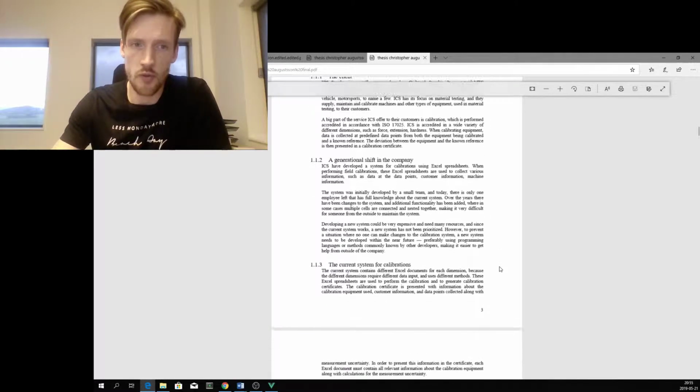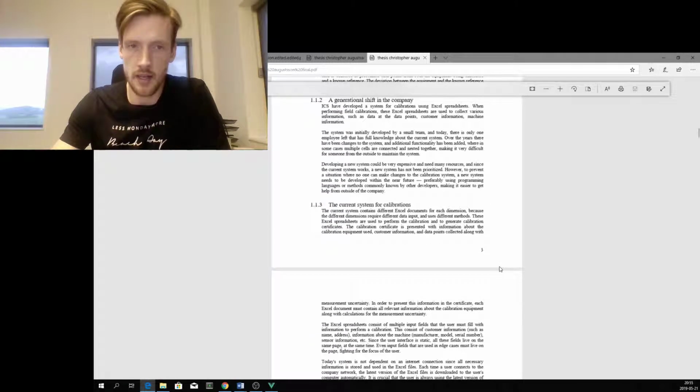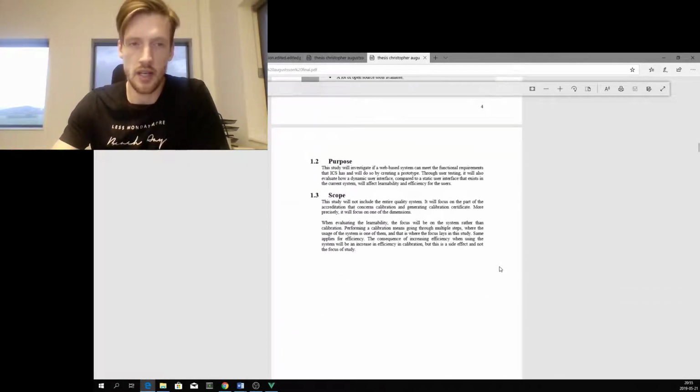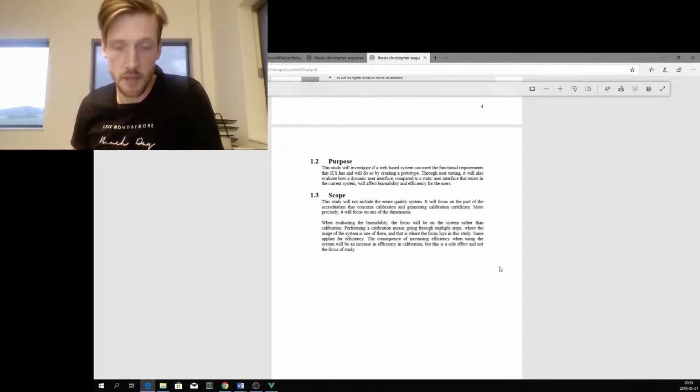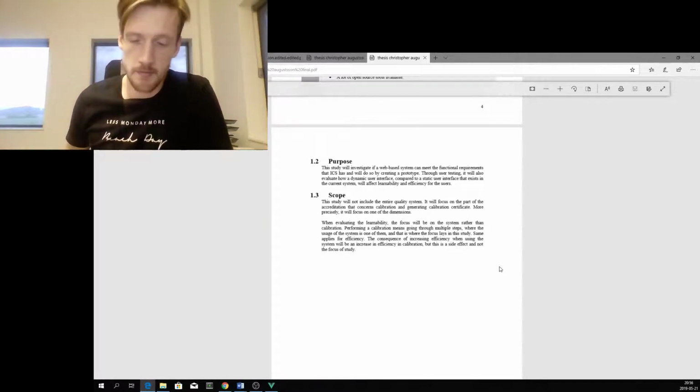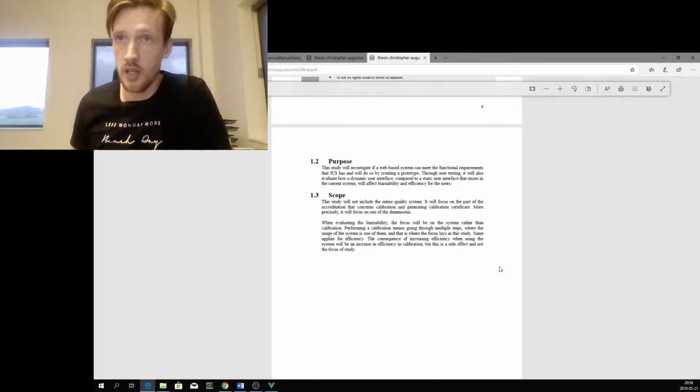Now this system has been around for about 15 years and it's very complicated and hard to maintain, and today there's basically only one person left that can maintain this system, and this leaves ICS very exposed. This has led them to the conclusion that they need to find a replacement system or find a way to develop a new system.